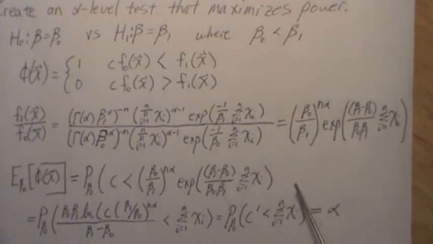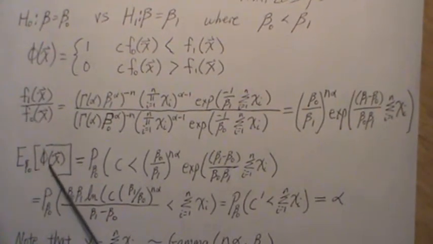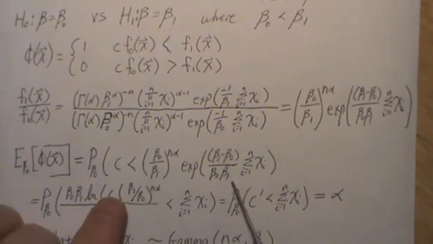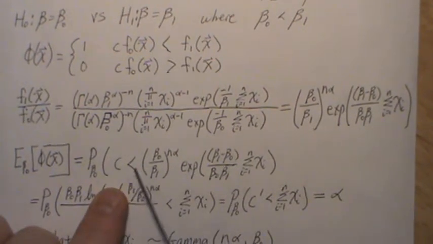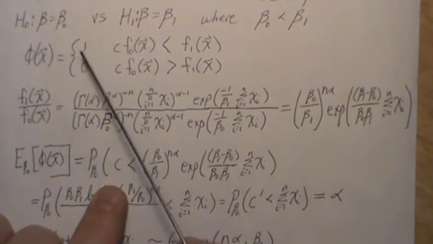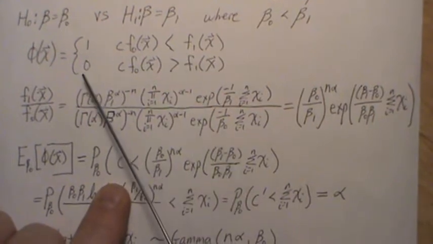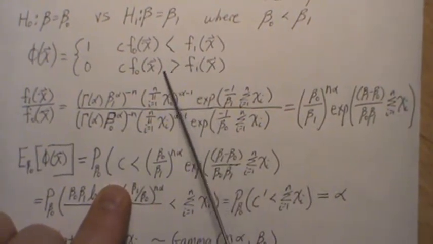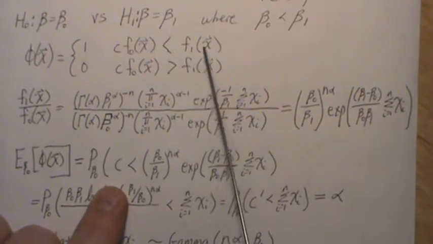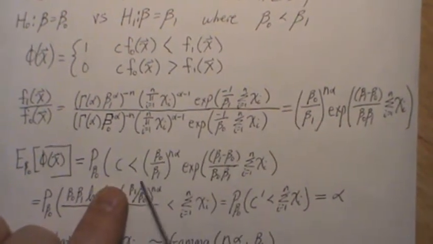Now let's look at the type 1 error. So let's take the expected value of our test function, assuming the null hypothesis is true, so that's beta equals beta 0. So it's this probability. Now it's the likelihood ratio greater than c. So the expected value of this is 1 times the probability of it happening, plus 0 times the probability of it not happening, but the 0 makes it drop out. So we're just looking at this probability, that the likelihood ratio is greater than some c.